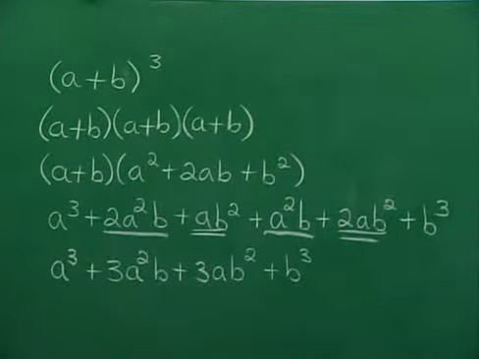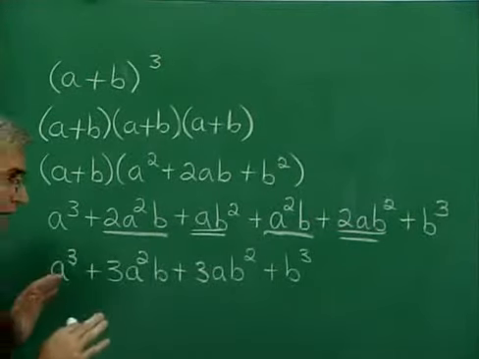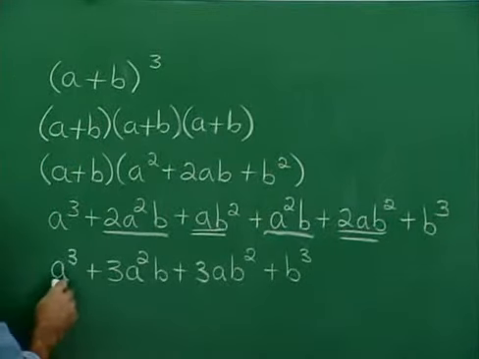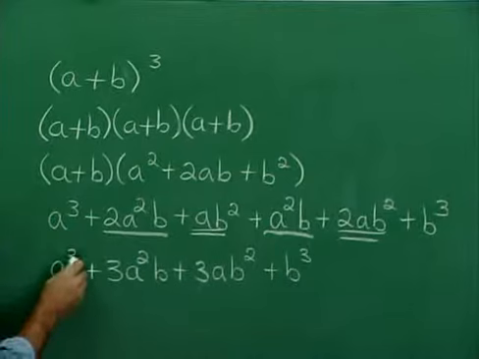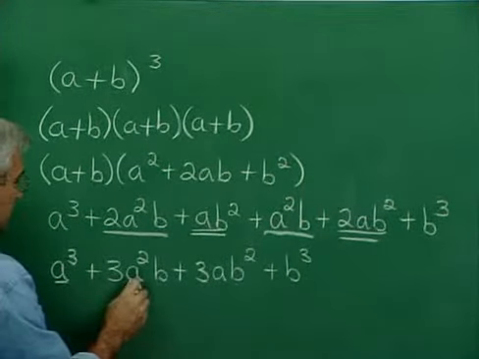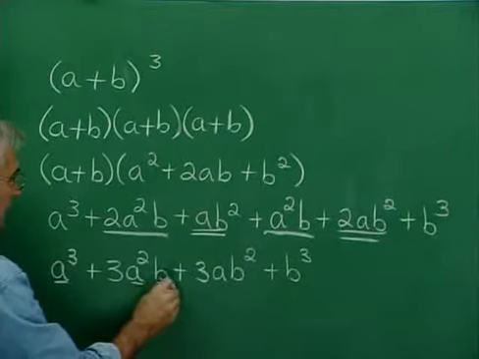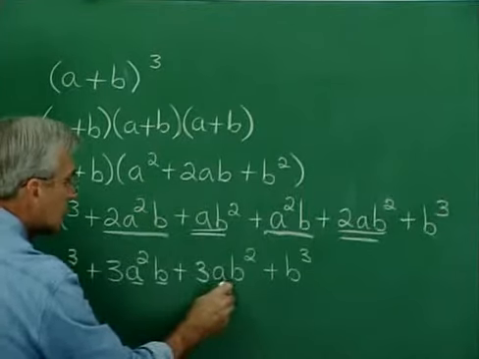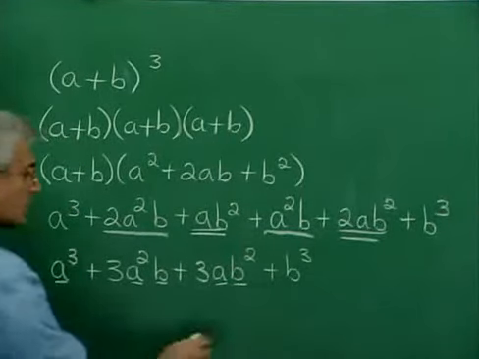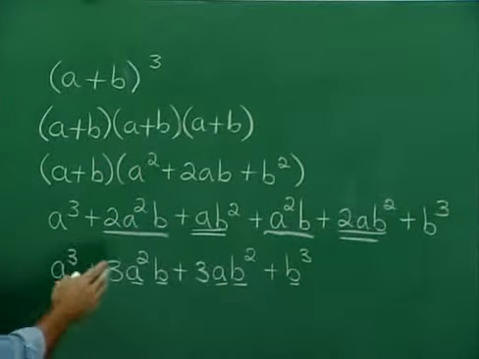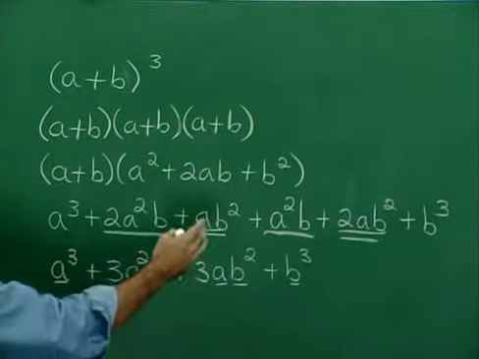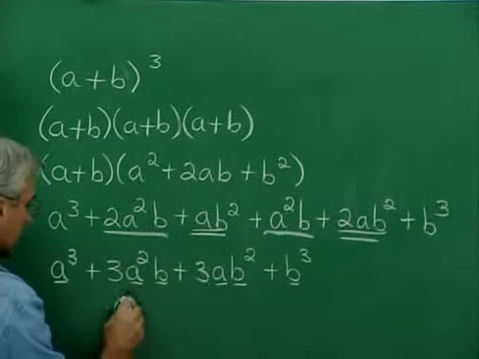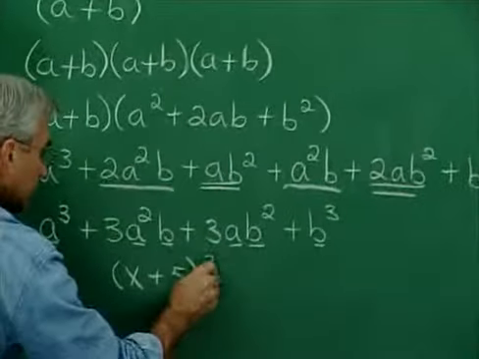Now here's the pattern we want to recognize. Think about A and B as just items that fill positions within our original problem. So this is nothing more than the first entry up there cubed. This is 3 times the first entry squared times the second entry to the first degree. This is 3 times the first entry in the binomial times the second entry squared. And this is the second entry cubed. If we use this pattern, then we can very quickly deal with something like, let's say, x plus 5 cubed.